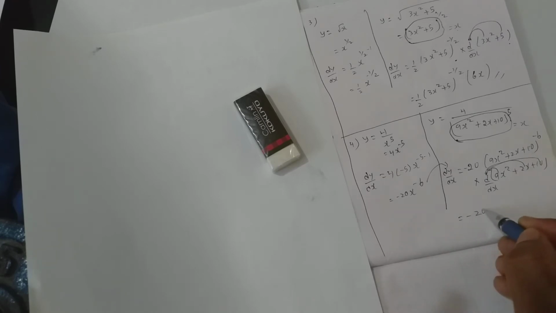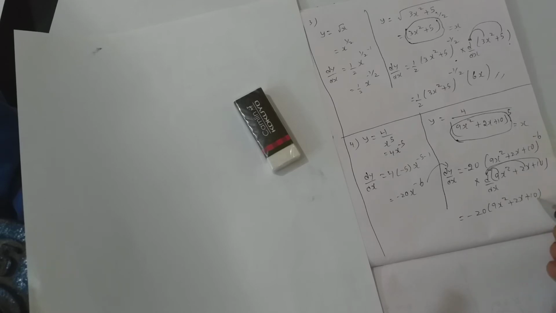So my answer is minus 20 into (9x square plus 2x plus 10) power minus 6, brackets. 9x square differentiation, 9 will come outside, x square is 2x, so 9 into 2x is 18x. For 2x, 2 will come out, dx gets cancelled, it is 2. And when it is applied on 10, it is 0. So no need to write that. So this is the answer. So in place of x, whatever you consider, that differentiation should be there.